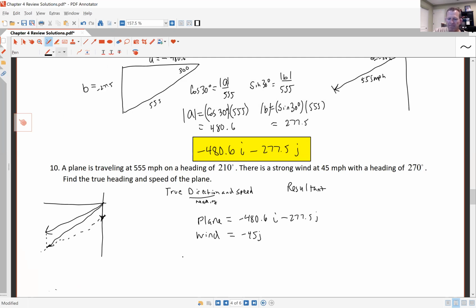So we take the plane plus the wind, which is negative 480.6 I minus 277.5 J, and then minus 45 J. So the wind only affects that J component. This negative 480.6 doesn't get affected. And so this gives us negative 322.5 in the J direction. So that's the plane plus the wind.